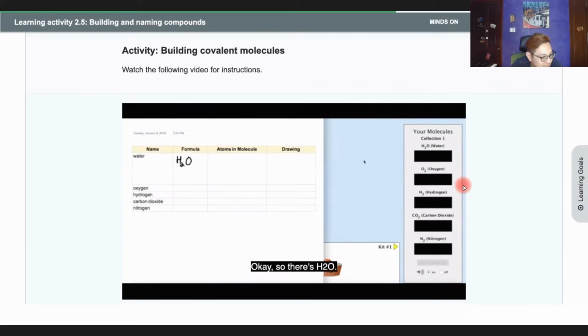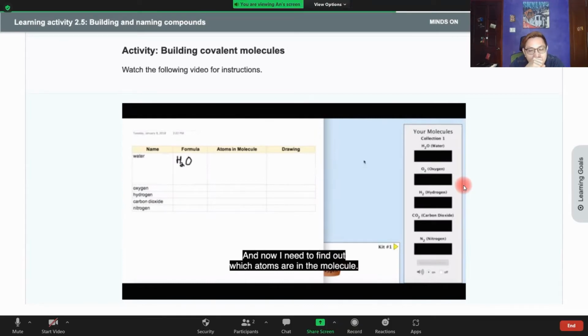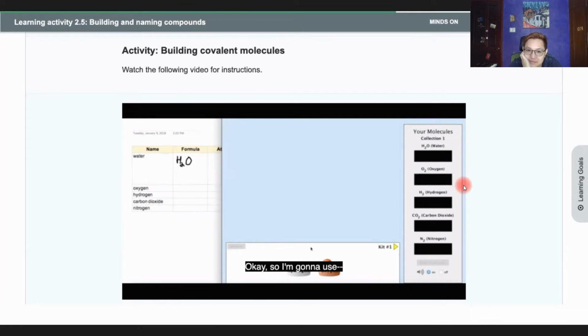Okay, so there's H2O. Now I need to find out which atoms are in the molecule. So let's start by building it. I've got a couple different kits at the bottom that you can play with. If I look at kit 1, H2, so 2 hydrogens and 1 oxygen, I can use kit 1 right here. So I'm going to start with my oxygen, and then let's see. Okay, so 1 hydrogen is bonding to it there.